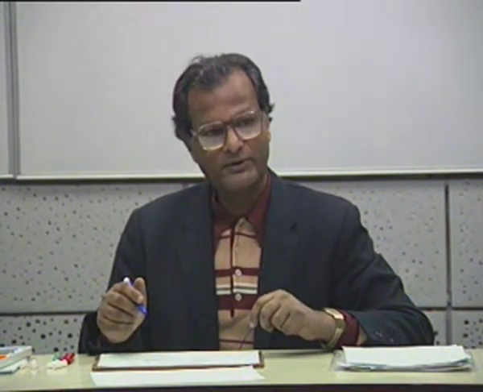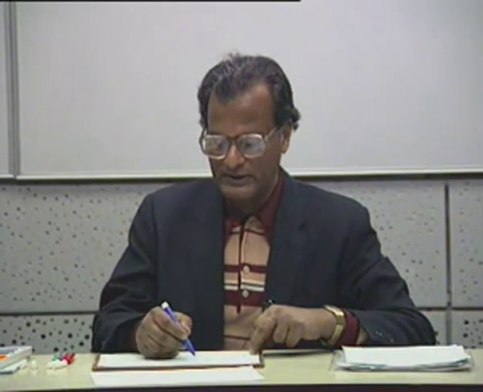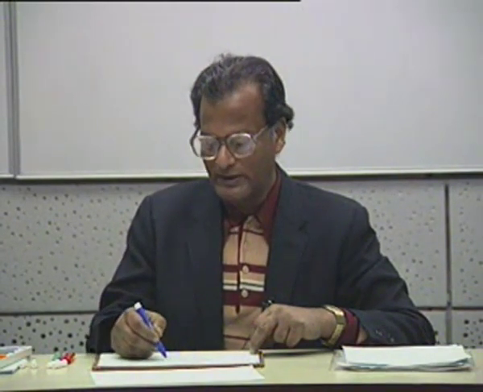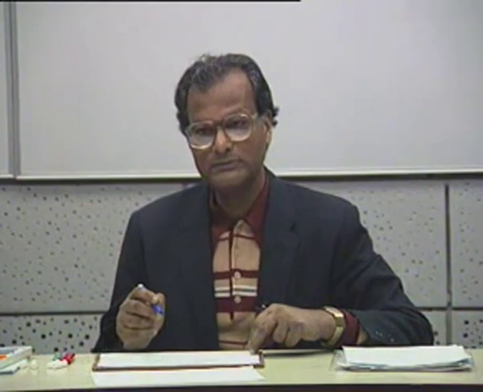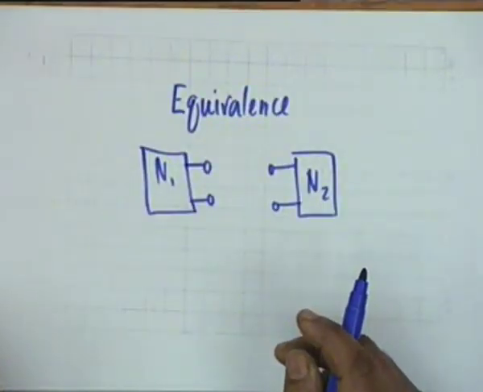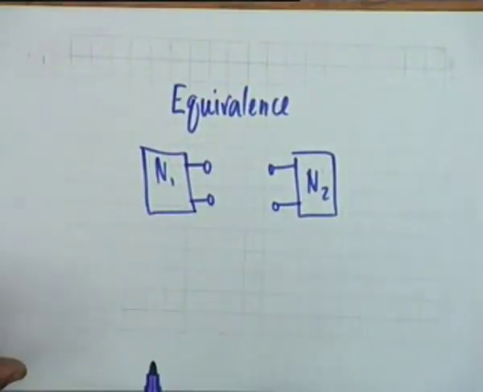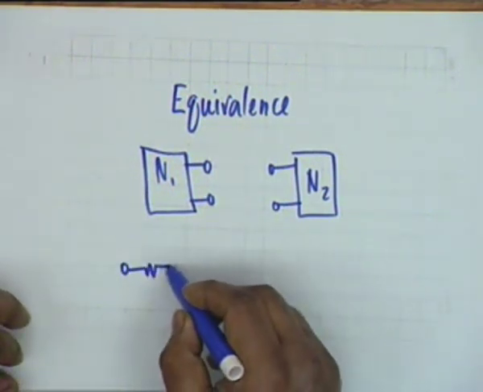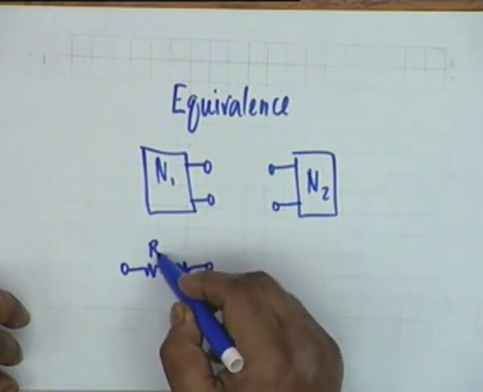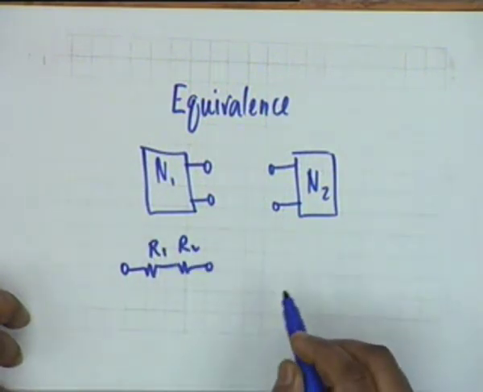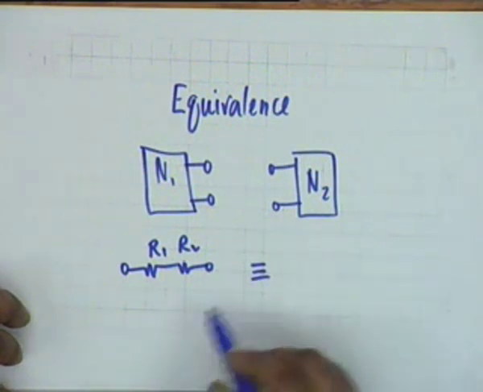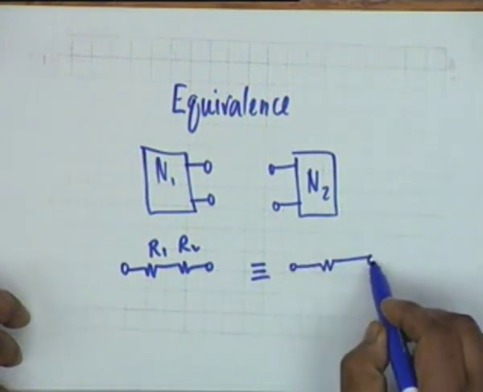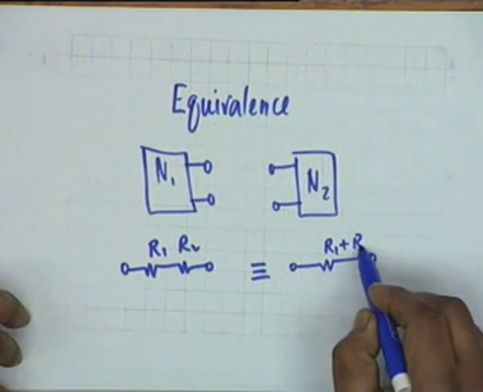In particular, Thevenin's and Norton's theorems have to do with one port equivalence. Equivalence of one port networks, that is, one port means the network contains only two terminals. Very simple one ports can be thought of like this. Let's say two resistances R1 and R2 in series. Then you know that this one port is equivalent to a single resistance of value R1 plus R2.